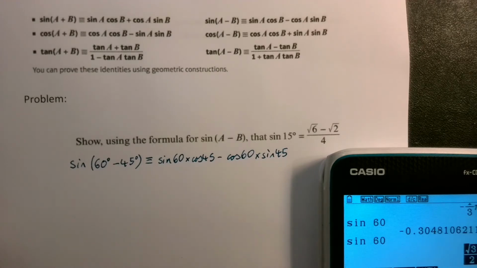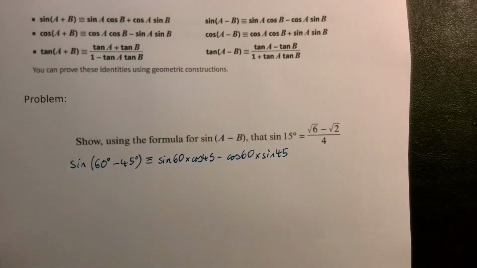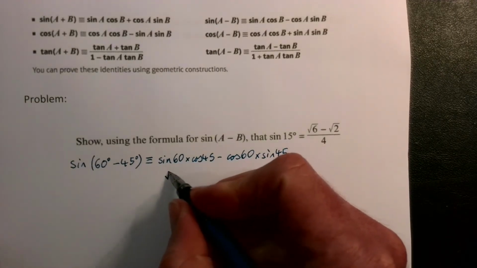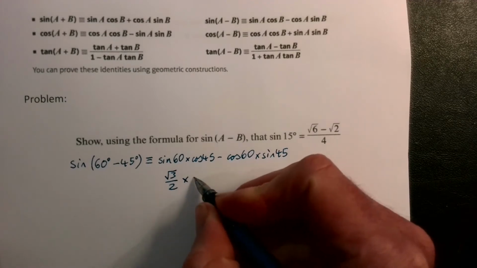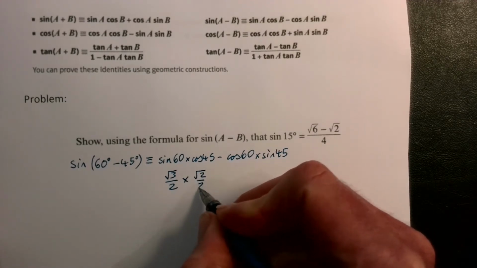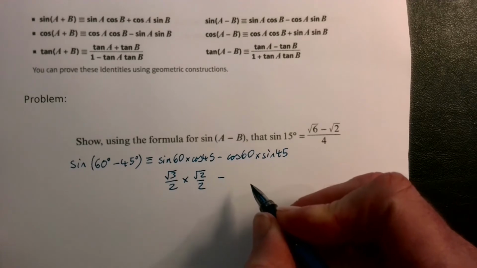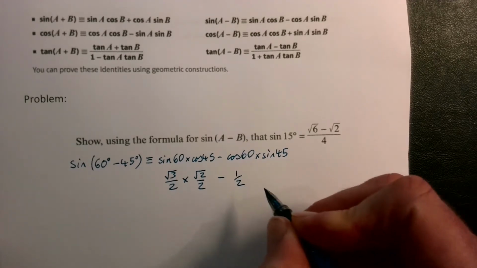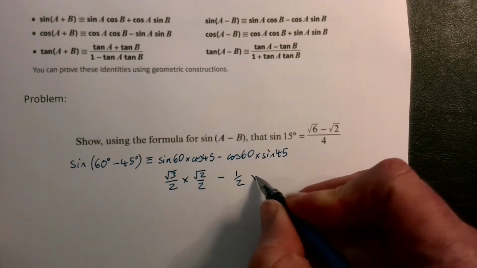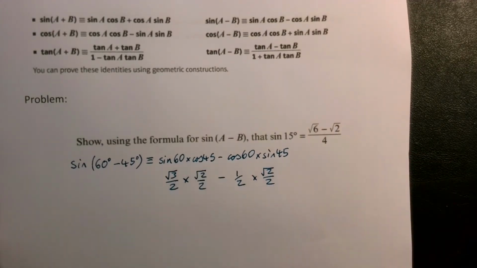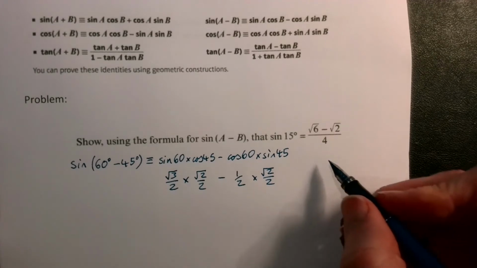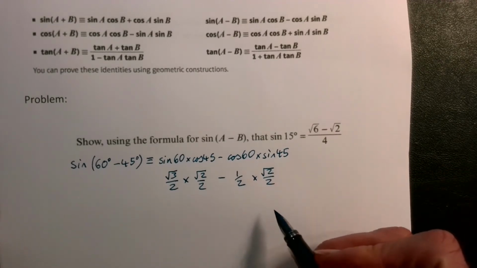So moving on down, you should have root 3 over 2 for sine 60, and cos 45 is root 2 over 2. Cos 60 is a half, and sin 45 is also root 2 over 2, because of course the 45 degree triangle, when it's a right angle triangle that we're thinking about, is an isosceles, so sin and cos turn out to be the same.